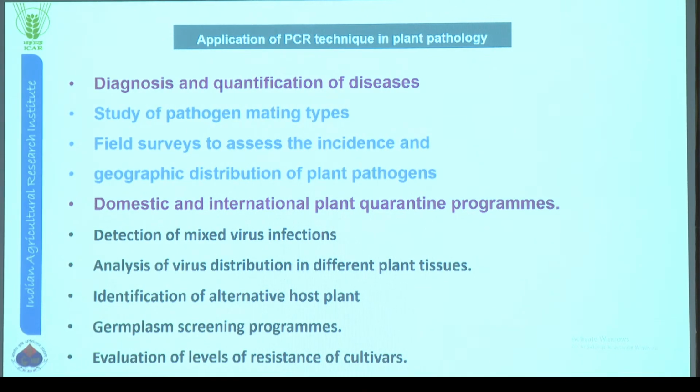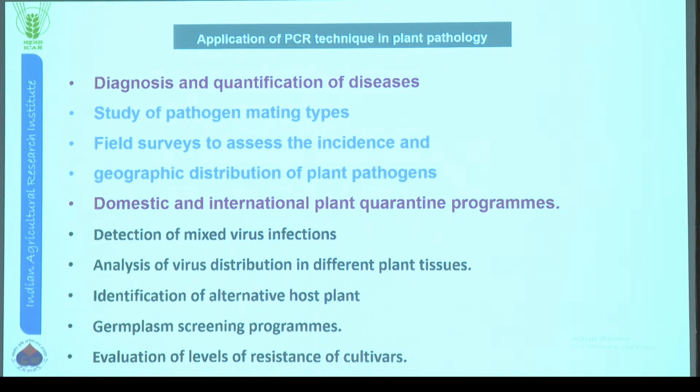Field surveys assess incidence. How? For example, in foliar blight, the spots are there. So, you can directly collect the samples and do the PCR. Which pathogen is more, Alternaria or Curvularia or Fusarium? Based on that you can see how much incidence is coming. Distribution also you can tell.